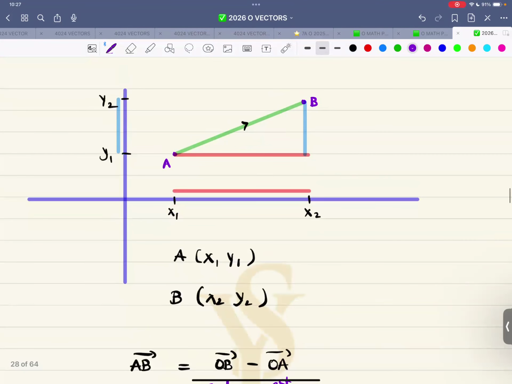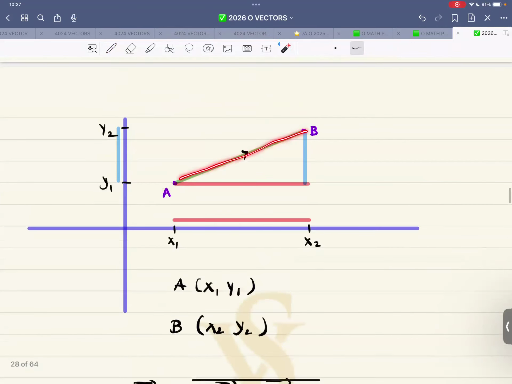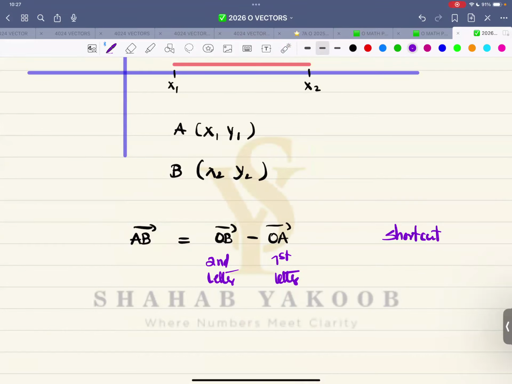Now, some people can write it like this also. They can say go from O till A, go from A till B. That's the same thing as OB. So this is the shortcut. AB is OB minus OA. Let me write on the sidelines. What is the shortcut? AB, it's OB minus OA.